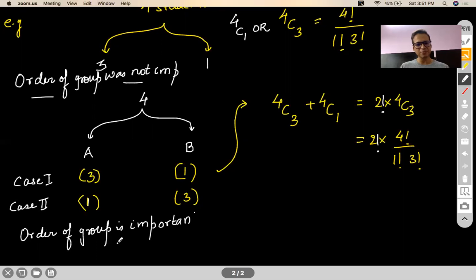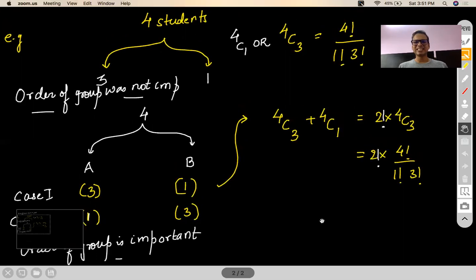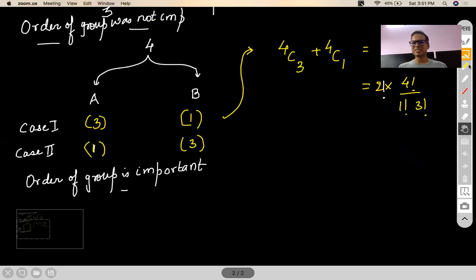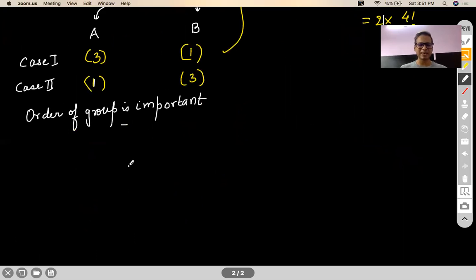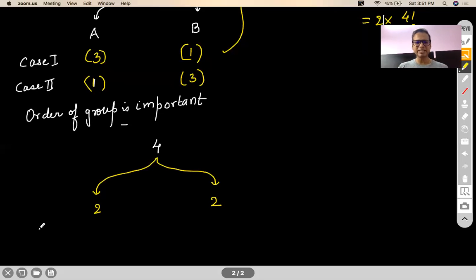Okay. And let me tell you one interesting thing, which is the next experiment which I'm going to take up. Let's say you have the same four people. You want to segregate them into two groups of two people each. Let's say you're just segregating them. Order of the group is not important.